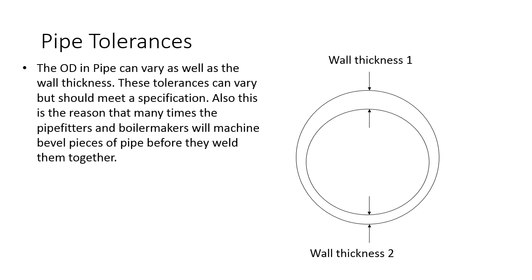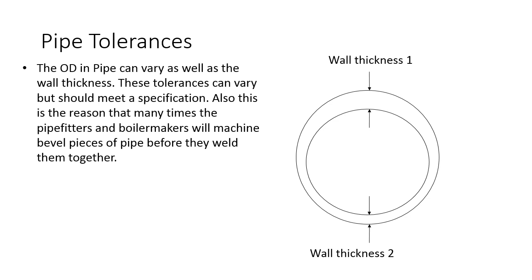Okay, with pipe tolerances, not every pipe is perfectly round and has the same wall thickness on each side. You're shooting for that, but you can have differences in the wall thickness. So they give them tolerances. So one side can be off a little more than the other. You might have a thick side and you might have a thin side. Depending on which pipe standard you're working to, it might be within the tolerances. The OD in pipe can vary as well as the wall thickness. These tolerances can vary, but should be in a specification.